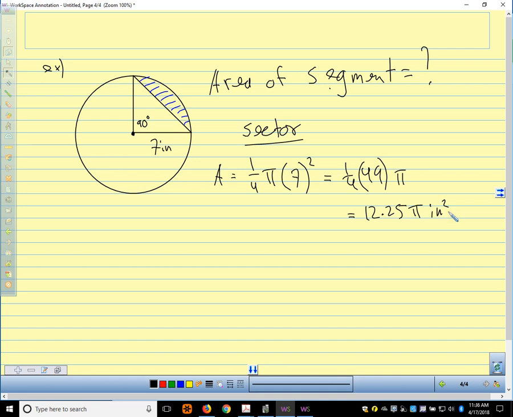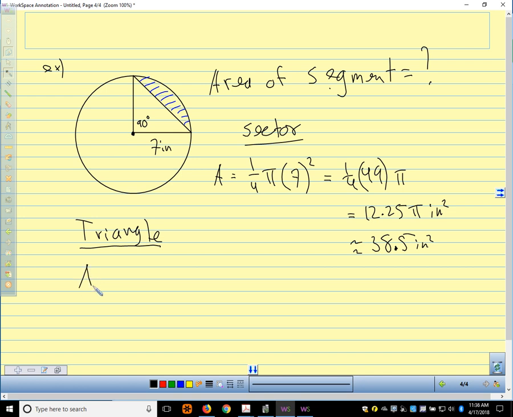And that's approximately 38.5 if I calculate that out. So that'd be that sector, rounded to the 10th. We need the area of the triangle also.